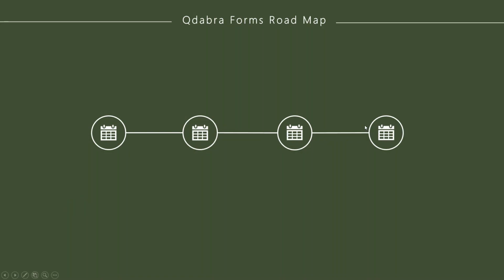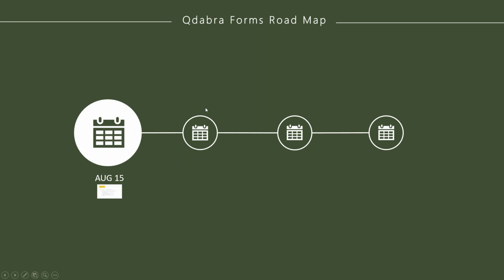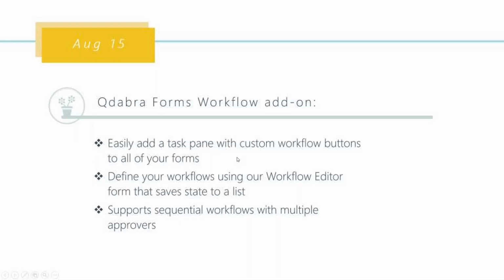So we want to talk a little bit about what's coming up in the next few months for Forms Viewer, what we're now calling Qdabra Forms. So the first is August 15th. We're working on a bit of a tool set for adding workflow logic to your form. So this is going to be something you can just drop into your form more or less. You can add task panes with custom workflow buttons, use a workflow editor to define workflows in a list, and it's going to support sequential workflows with multiple approvers.